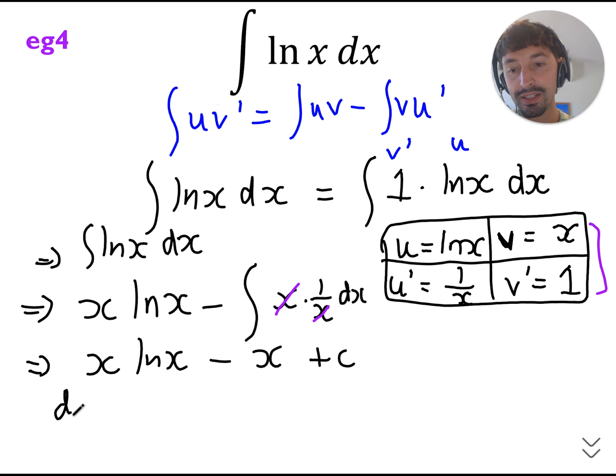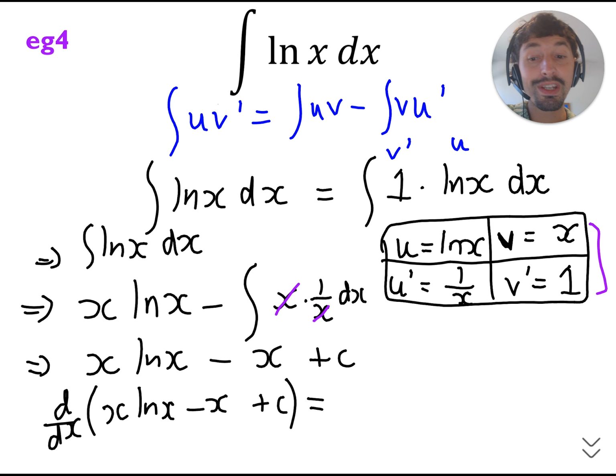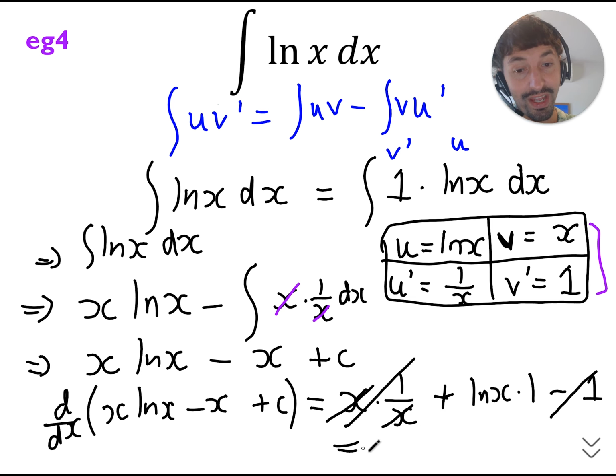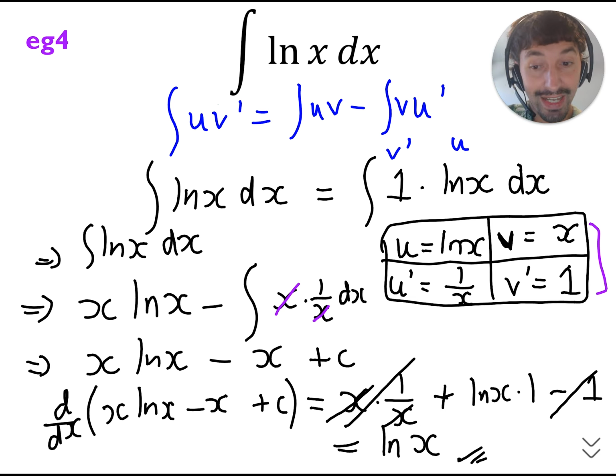So if we differentiate what we got, x ln x minus x plus c, we need to use the product rule. So I need to do x multiplied by the derivative of ln x, which is 1 over x, plus ln x multiplied by the derivative of x, which is 1, minus the derivative of x, which is 1. Now these cancel out to be 1, which cancels with that. And so we end up simply with the natural log of x. So if we differentiate x ln x minus x, we get the natural log of x, and thus if we integrate.